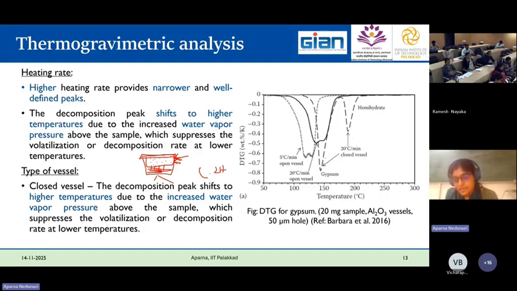If we see the same system, if I compare the open vessel with lower heating rate, here we can see at lower heating rate, the rate at which the water vapor accumulates over here would be lower. So your decomposition temperatures would be on a lower side.